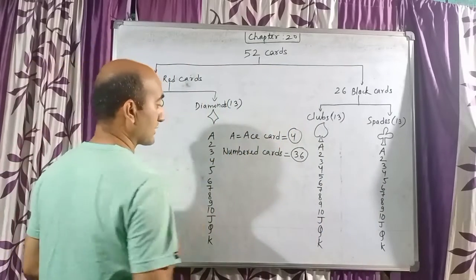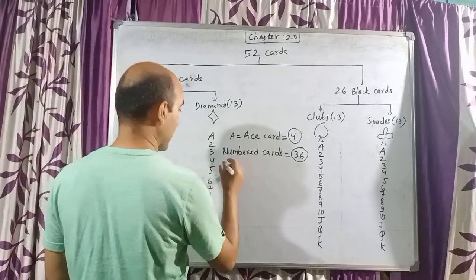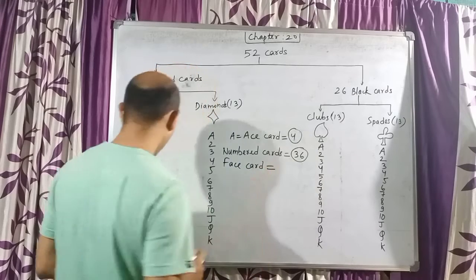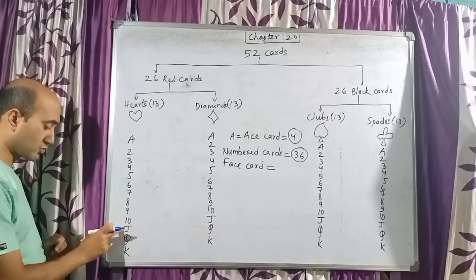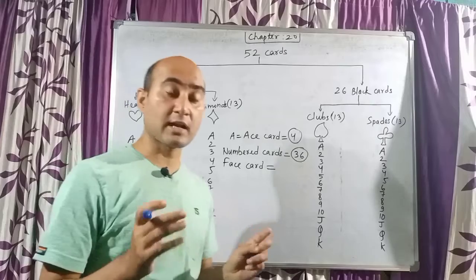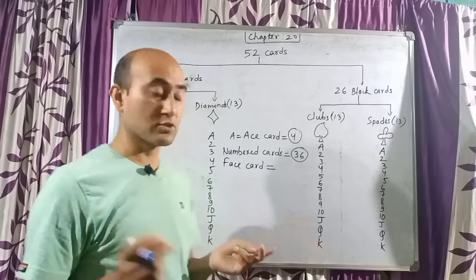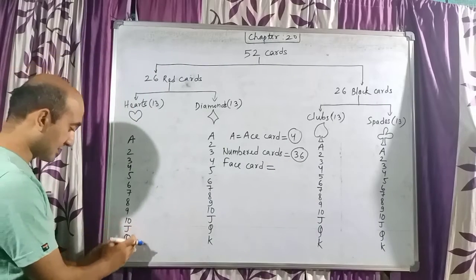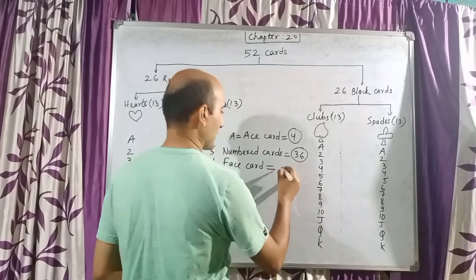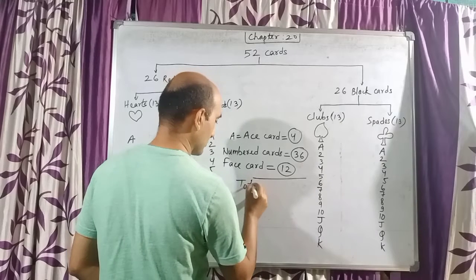A is ace card, it is 4 in numbers. Numbered card means all numbers written. And face card. Now face card means like J for Joker, Q for Queen, K for King. They have face in the card. In Joker card there is Joker's face, Queen card Queen's face, King card King's face. So they are called face card. So face card here 3, 3 plus 3 6, 6 plus 3 9, 9 plus 3, in total we have 12.